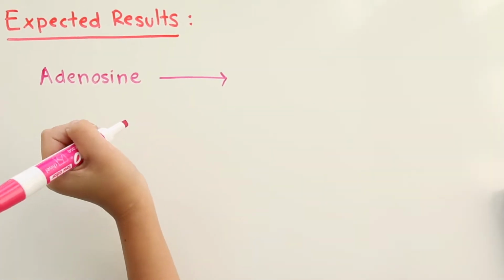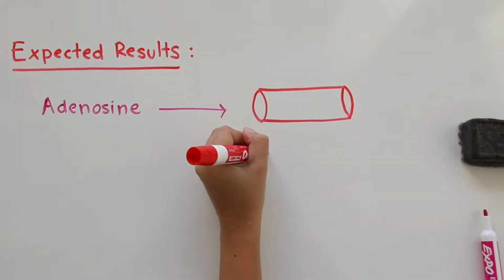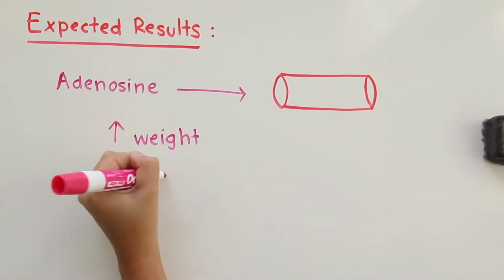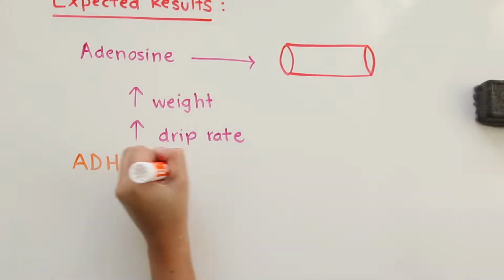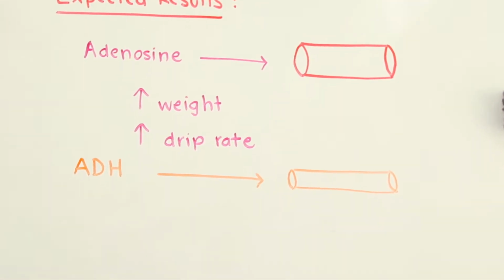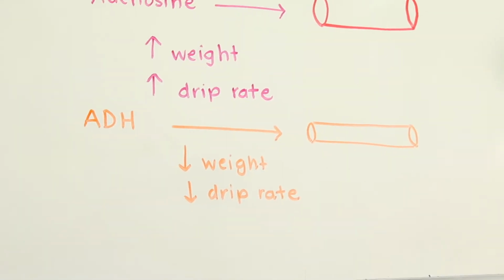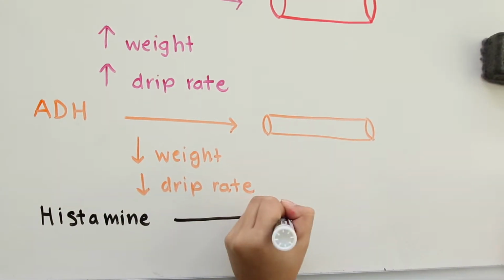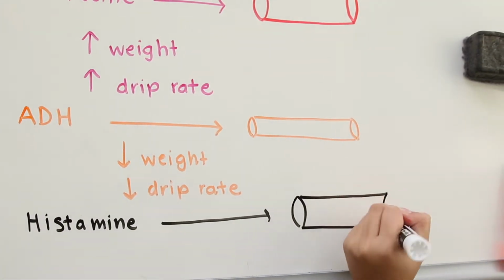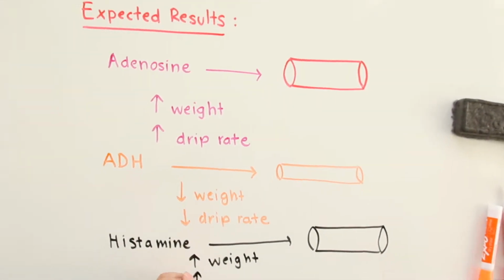Adenosine is a purine found in the body that can cause dilation of blood vessels, enhancing the blood supply to muscle tissues. From this, we expect vasodilation, which would lead to an increase in both the change in weight and the drip rate. ADH can be a vasopressin, and is used to treat over-dilated blood vessels. So we expect the arterioles to constrict, causing a decrease in both the change of weight and the drip rate. Histamine is released by the body during an immune response when a foreign substance is sensed. This causes inflammation, so we expect histamine to cause vasodilation of arterioles, resulting in an increase in both the change in weight and the drip rate.